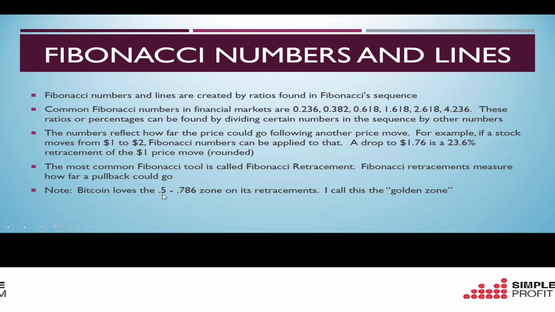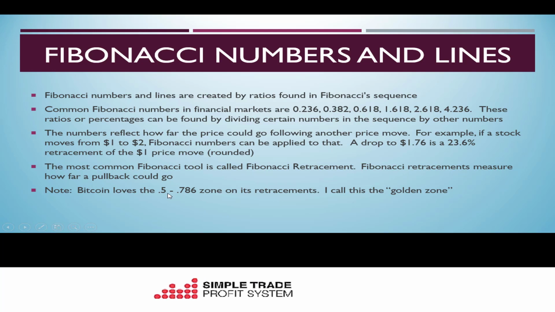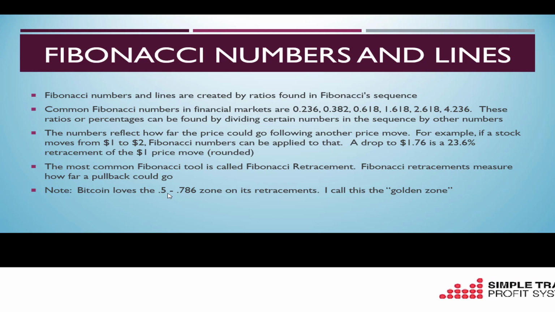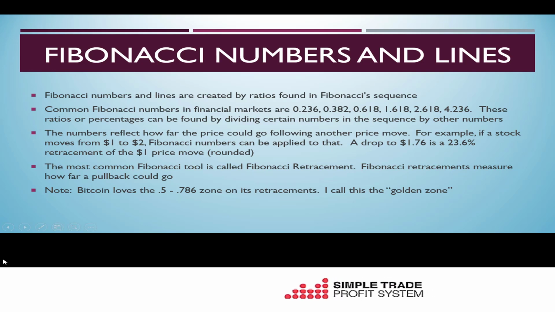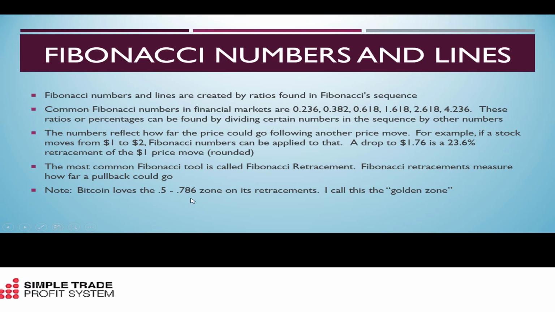And I put this in here, yeah. Bitcoin loves the 50% all the way up to the 78.6. I was saying 73.6, 78.6 zone. So it loves to retrace either from a low to a high and then a pullback low, or from a swing high down to a low and a pullback back up high. It loves to retrace between the 50% to the 78% zone. And I've referred to this as the golden zone. You may have seen me mention that in some of my VIP posts.